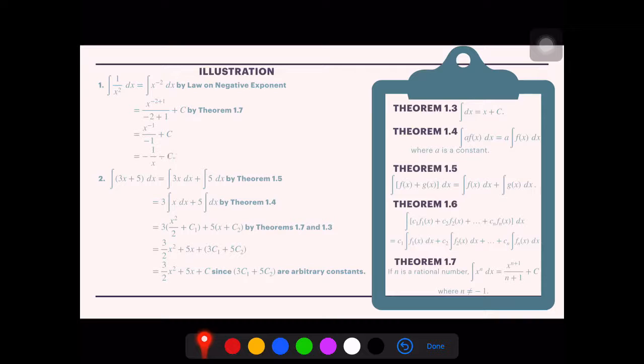Let's move now to the second item. That would be the antiderivative of the sum of 3x and 5 dx. Clearly, we are to use theorem 1.5 because we have here a sum of functions. Thus, we now have the antiderivative of 3x dx plus the antiderivative of our second function, which is 5 dx. Keep in mind that aside from distributing the Leibniz symbol for antiderivative, we're also to distribute the dx there. That's why we have dx for each of the functions.